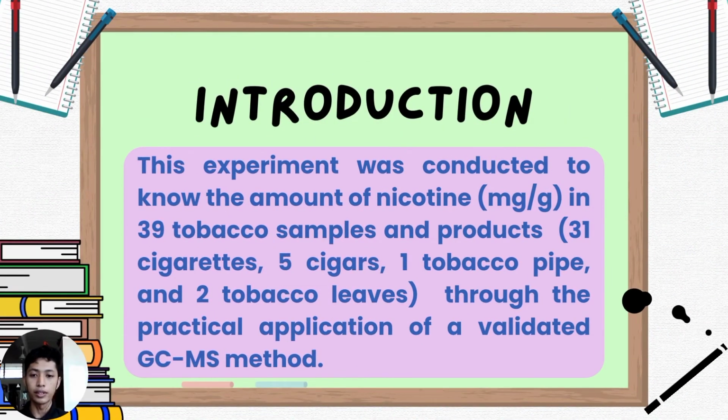As an introduction, this experiment was conducted to know the amount of nicotine, milligram of nicotine per gram of tobacco, in 39 tobacco samples and products: 31 cigarettes, 5 cigars, 1 tobacco pipe, and 2 tobacco leaves, through the practical application of a validated GCMS method analysis.